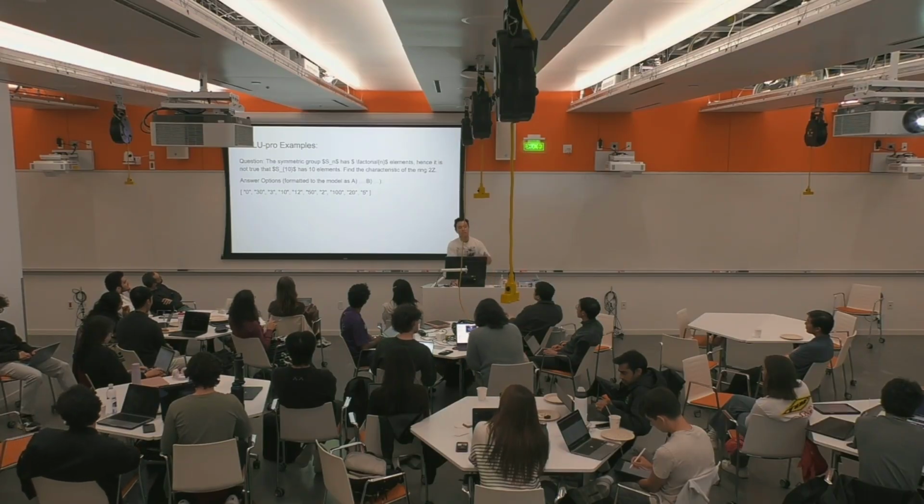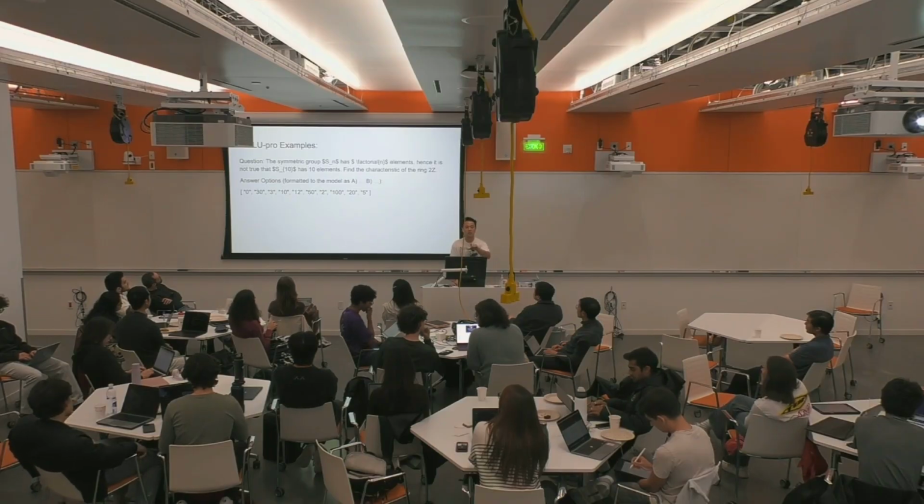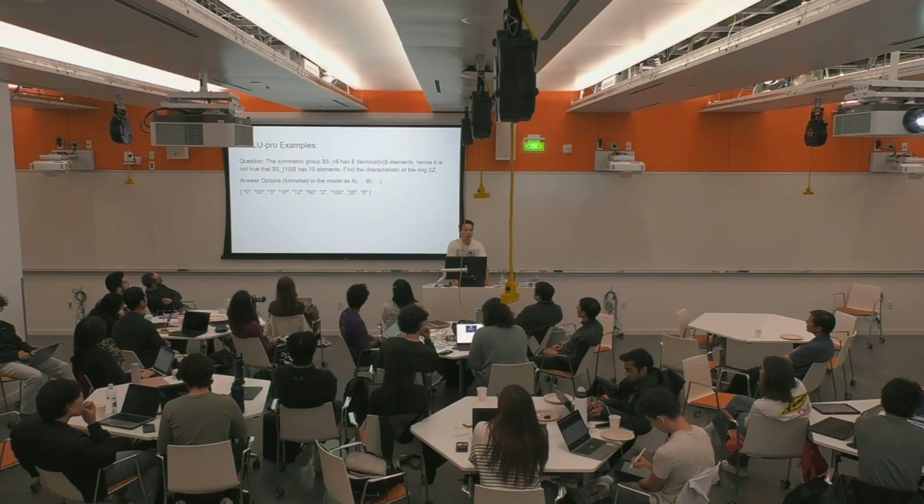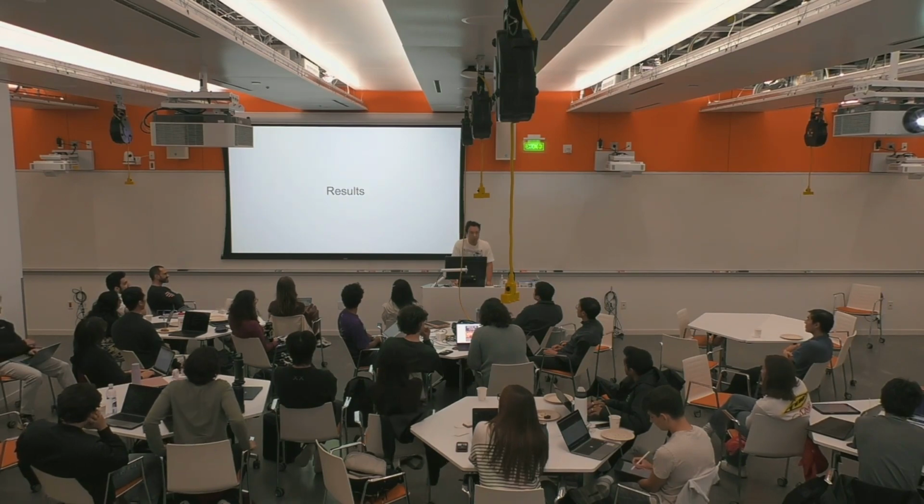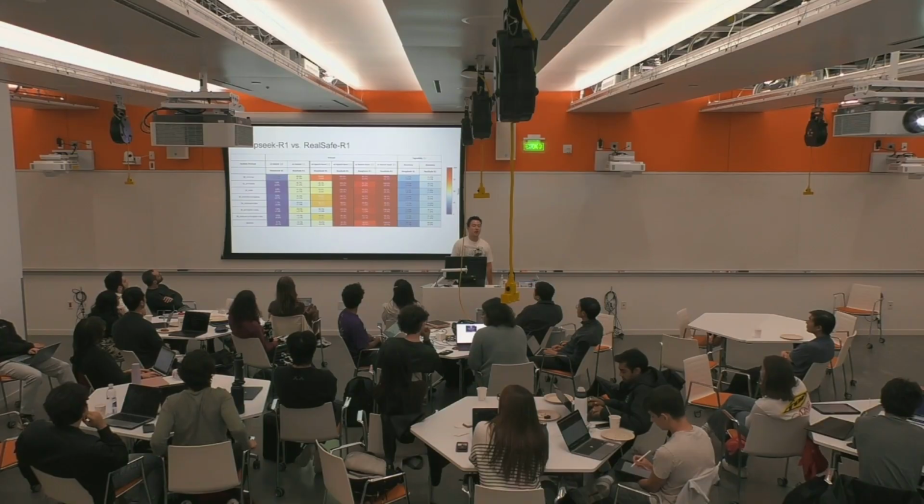I'm pretty sure the first sentence is designed to distract the model, because finding the characteristic of a ring has nothing to do with the symmetric group. If any of you guys are mathematically inclined, the answer is A, which is 0, not 0 factorial. And then here are the results. I hope this is big enough and you can see the numbers.